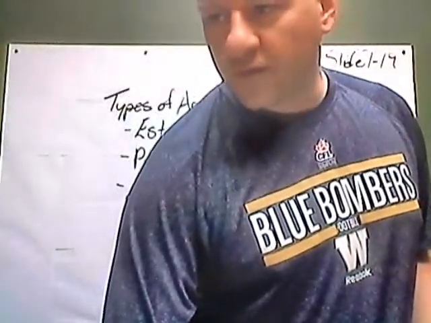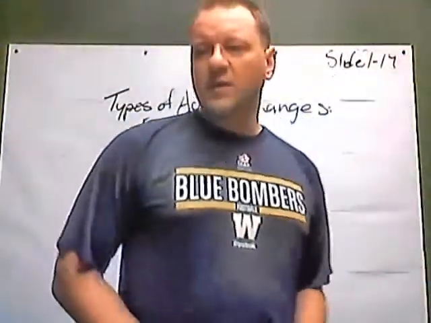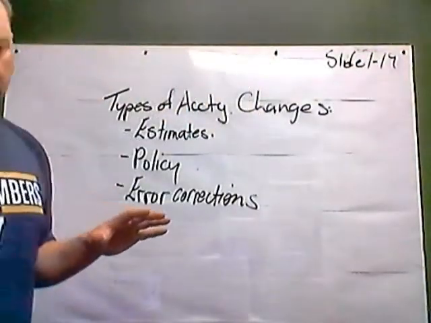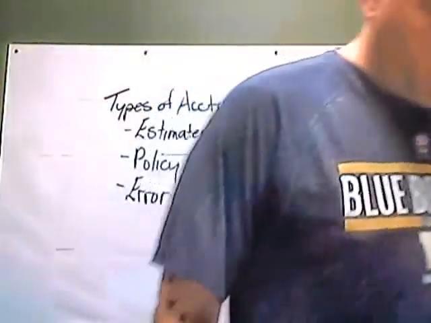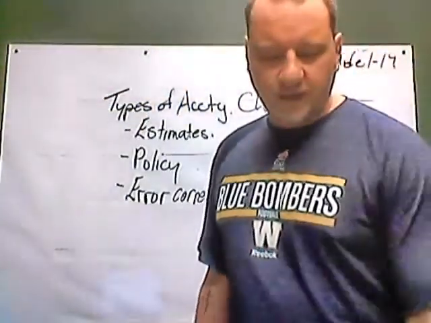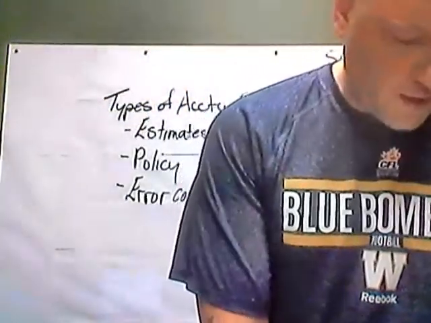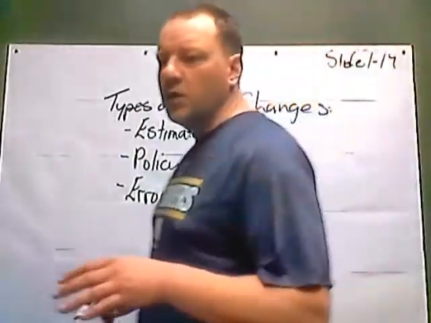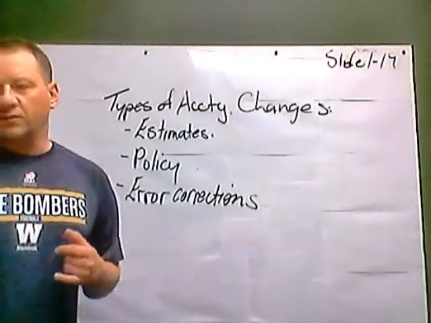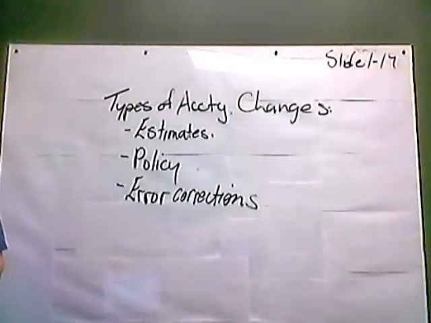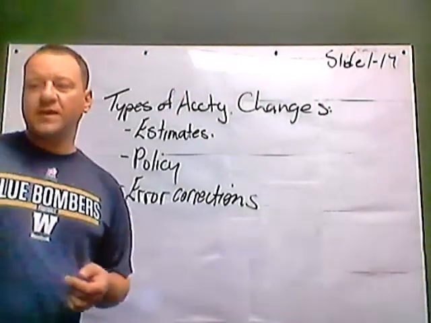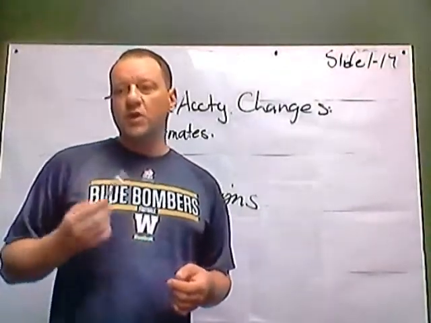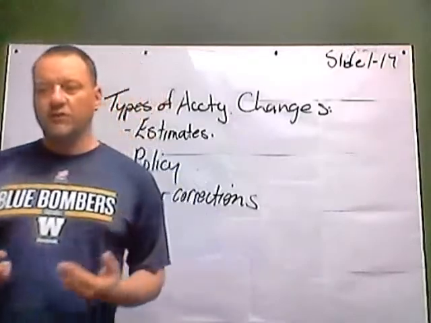Let's look at the first type of accounting change, and that's a change in estimate. This is on page 1486, and we're going to go from 1486 to page 1490 today. A change in estimate is a change in accounting estimates that arises when management revises assumptions used in the past, given new information.